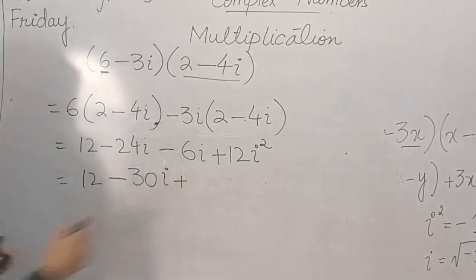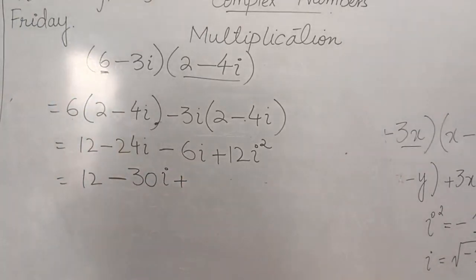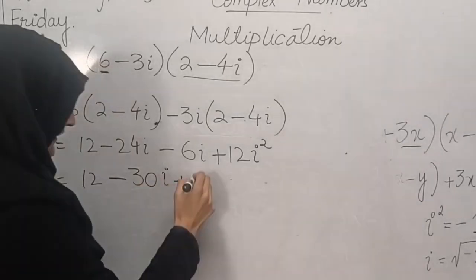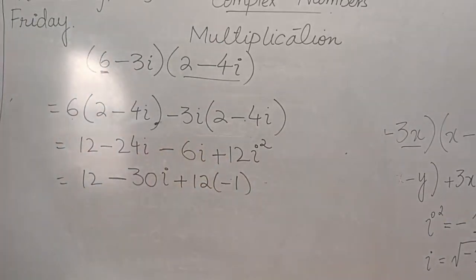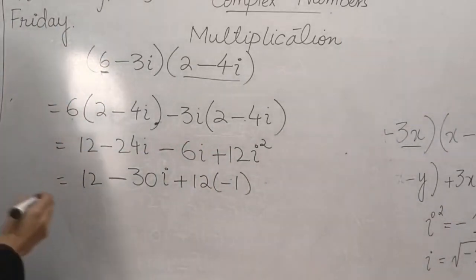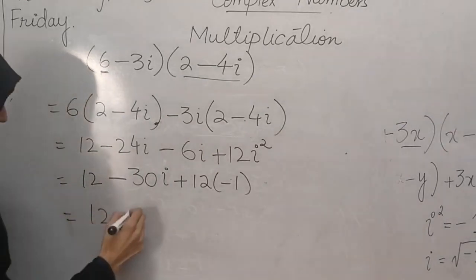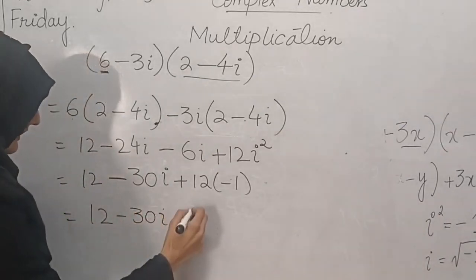Plus, what will we do with this 12 iota square? Is it an imaginary number? Yes, this is an imaginary number, but we can make it real by putting the value of iota square. So, what is the value of iota square? Minus 1. And again, this is not 12 minus 1, this is 12 into minus 1. So, 12 minus 30 iota minus 12.